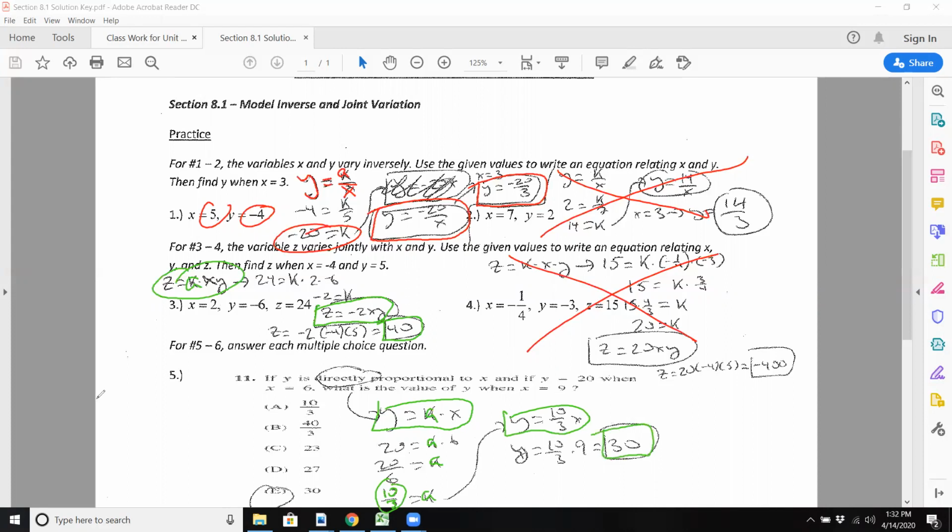You could also have done 20 over 6 equals y over 9. Because remember, y over x equals a constant. So you could have done that as well. 180 equals 6y. y is 30. So that's another way you could approach those kinds of problems: you can set up a proportion. If it's inverse variation, then you want constant products. Then you would say x times y for one pair equals x times y for another pair.